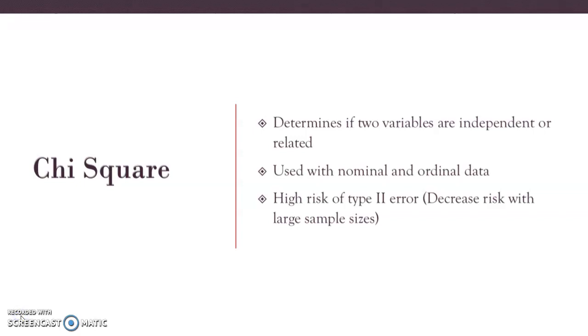Excuse me, that was type 1 error. Type 2 error is when the researcher regards the null hypothesis as true, but it is false. The results indicate no significant difference when there is a difference.